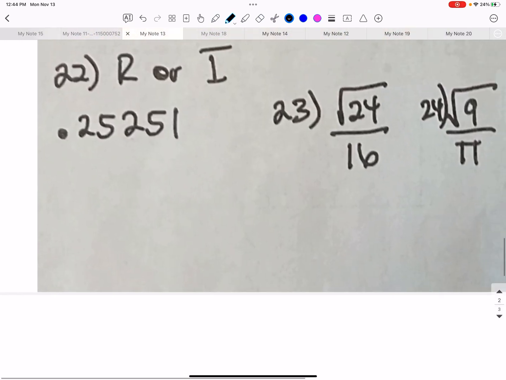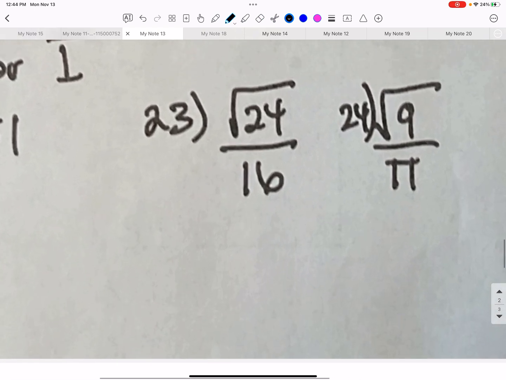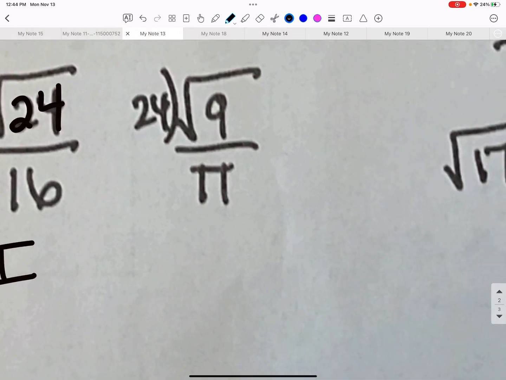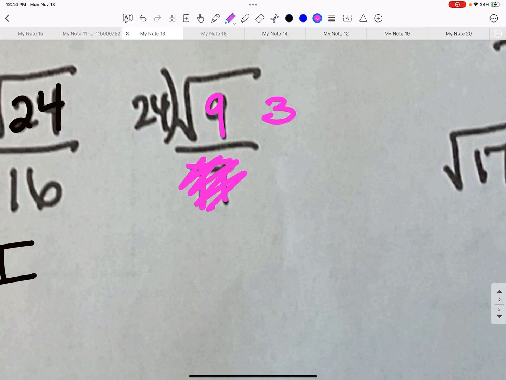Okay, bottom row. This stops, so it's rational. 24 is not a pink number, so we can't take the square root. It goes on forever, so that's irrational. 9 is a pink number. We can take the square root, that's just 3, but pi goes on forever. So pi makes us irrational. It goes on forever, so the whole thing is irrational.